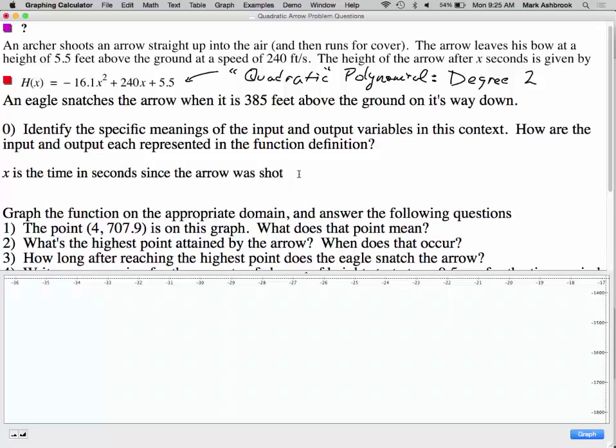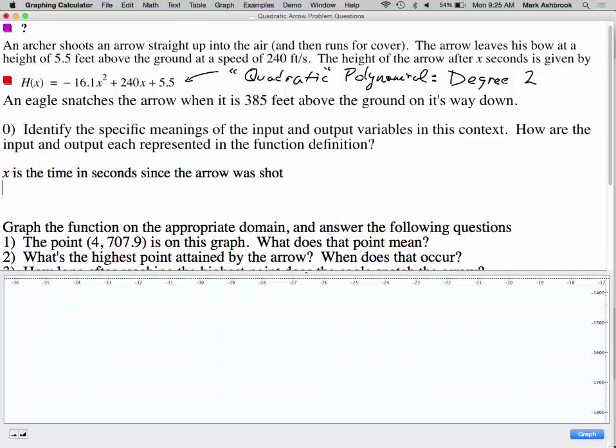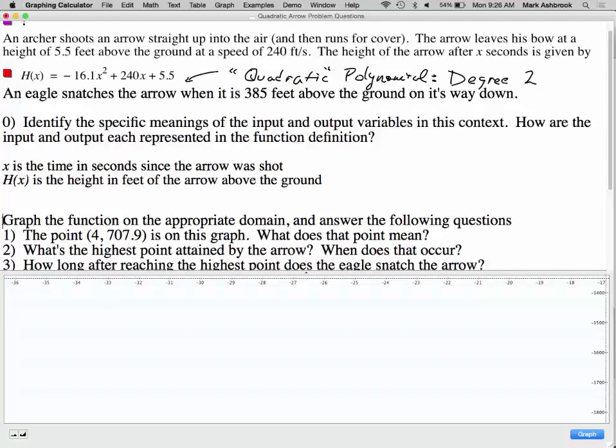And how do we see that? How is that represented in the function definition? H of x is the height in feet of the arrow above the ground, right? So that's the height above the ground. Okay. Gotta have that to make sense of the rest of this.